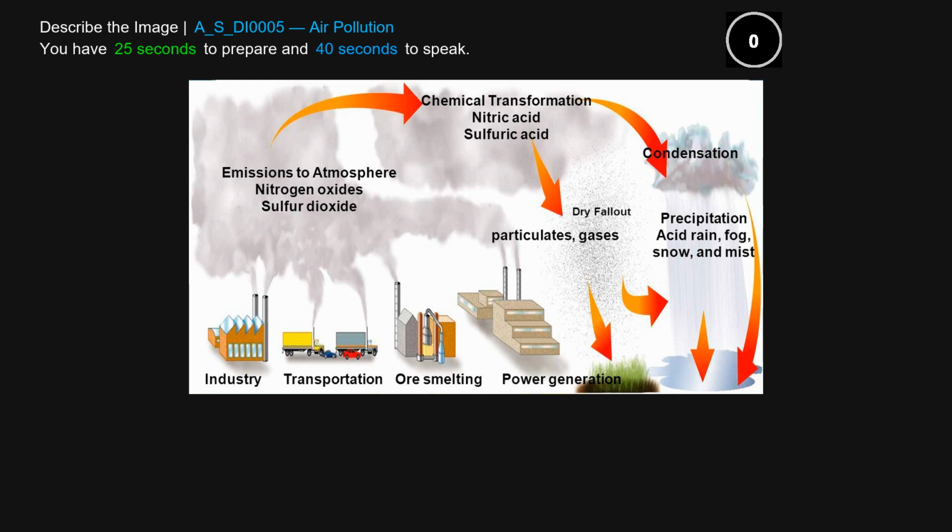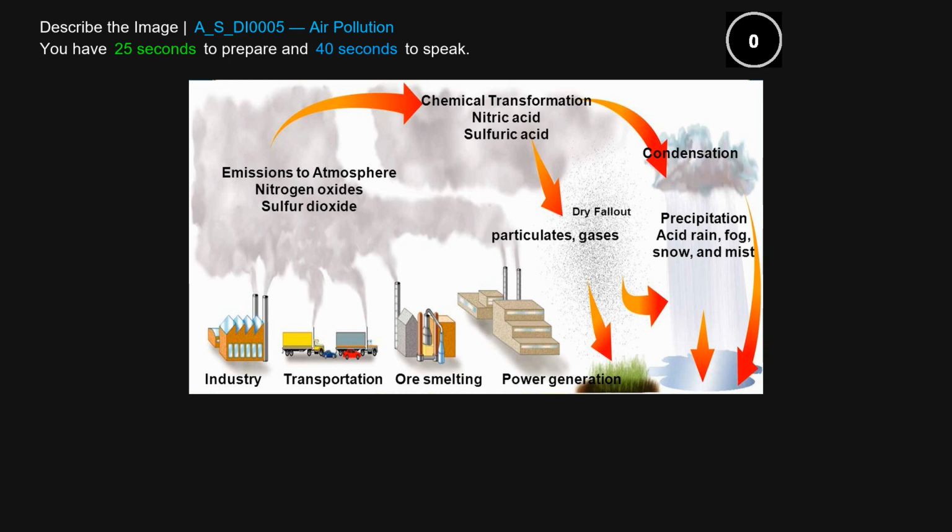In conclusion, the process is informative and comprehensive. The following picture is very interesting and it's about air pollution. The items include industry, transportation, ore smelting, and power generation.